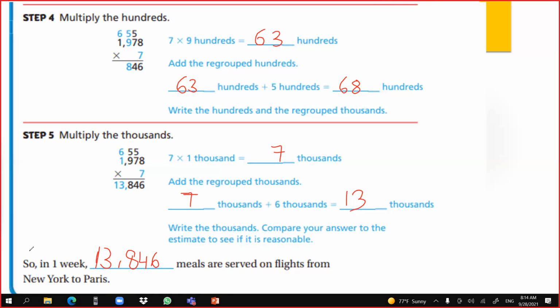Now, all of you, please remember what my estimation was. 14,000. Bravo. So mentally, when I multiply my number of meals for 1 week, I found that the answer could be near 14,000. And when I do it exactly, it says 13,846. That means I can compare my answer with my estimation, and I found that my estimation is close to my answer. Do you have any questions now? Okay.